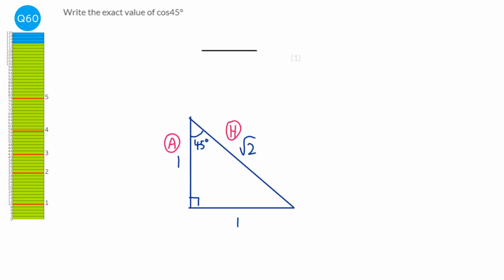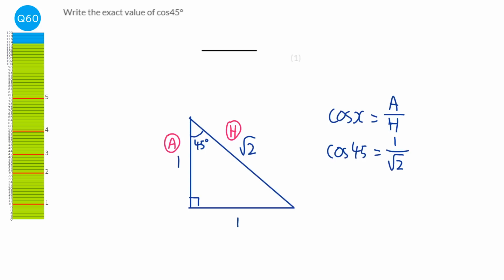Now we know from trigonometry that cos x equals a over h. The angle is going to be cos 45, and a is going to be 1, and h is going to be root 2. Now, this is a bit of a strange one with 1 over root 2, because we need to actually be able to rationalise the denominator.